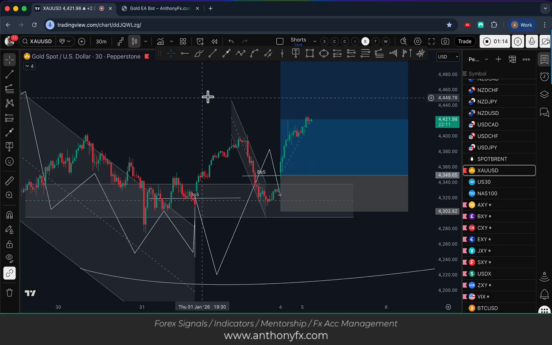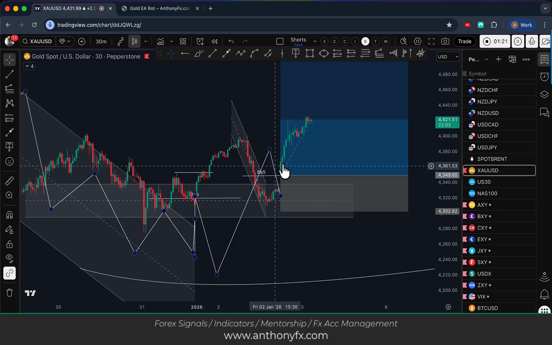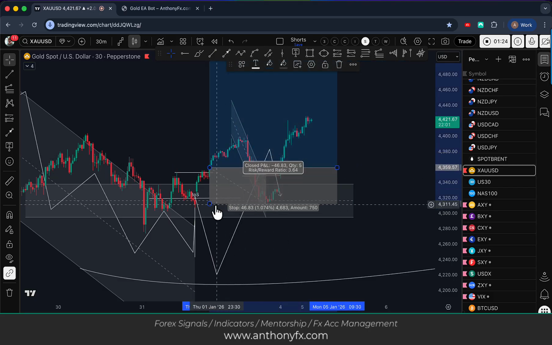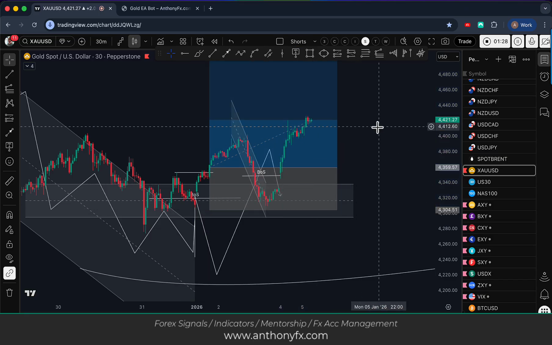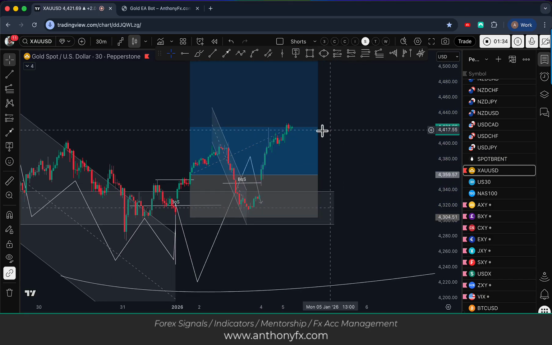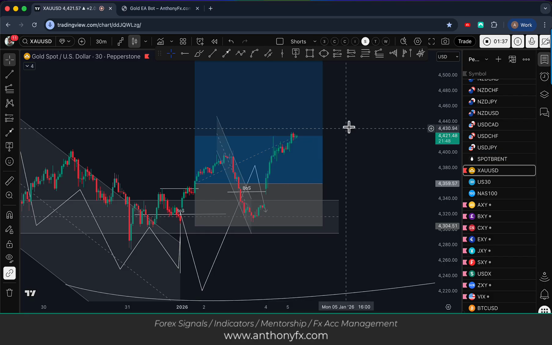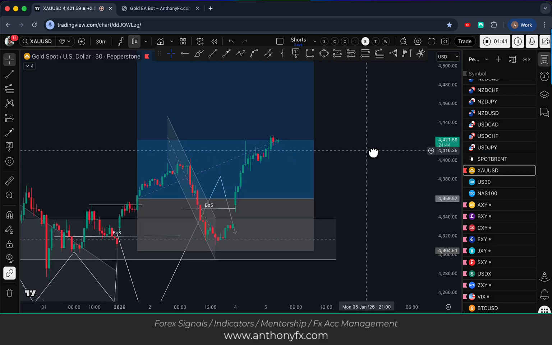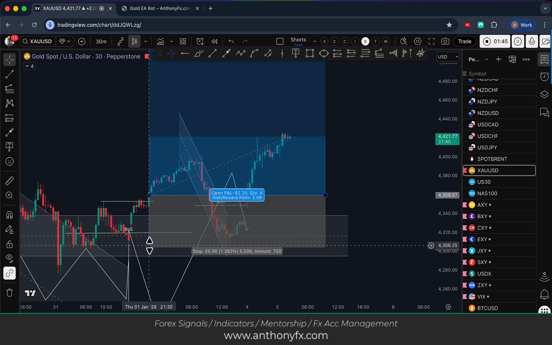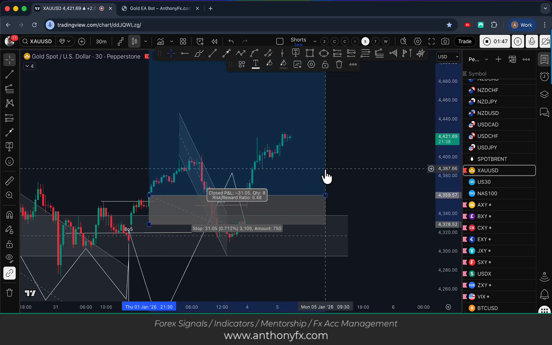Actually, this was the first break of structure here. We were looking for that. So you could have either gone for that one or that one, with stop loss under the low. Either way, we're up about 1.5 R. I'd be inclined to close 50% of this right now. You could possibly move your stop loss up, maybe halfway.